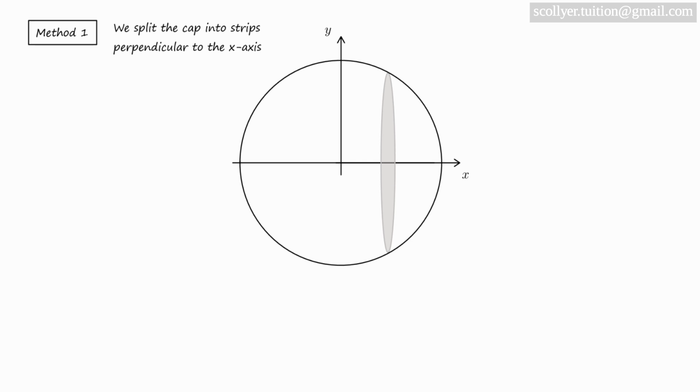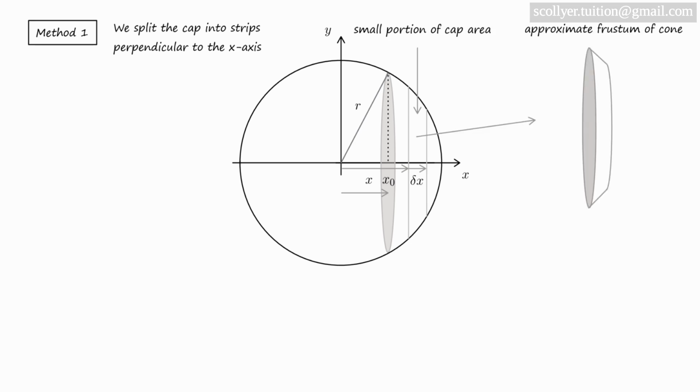Here is the sphere, with the bottom of the cap at a displacement x0 from the y-axis, and with the radius of the sphere being r. We consider a strip a displacement x from the y-axis, and with a thickness delta x, and this defines a small portion of the cap area. From a more 3D point of view, we have created an approximate frustum of a cone, and we need to calculate the curved surface area, delta A, of that frustum.